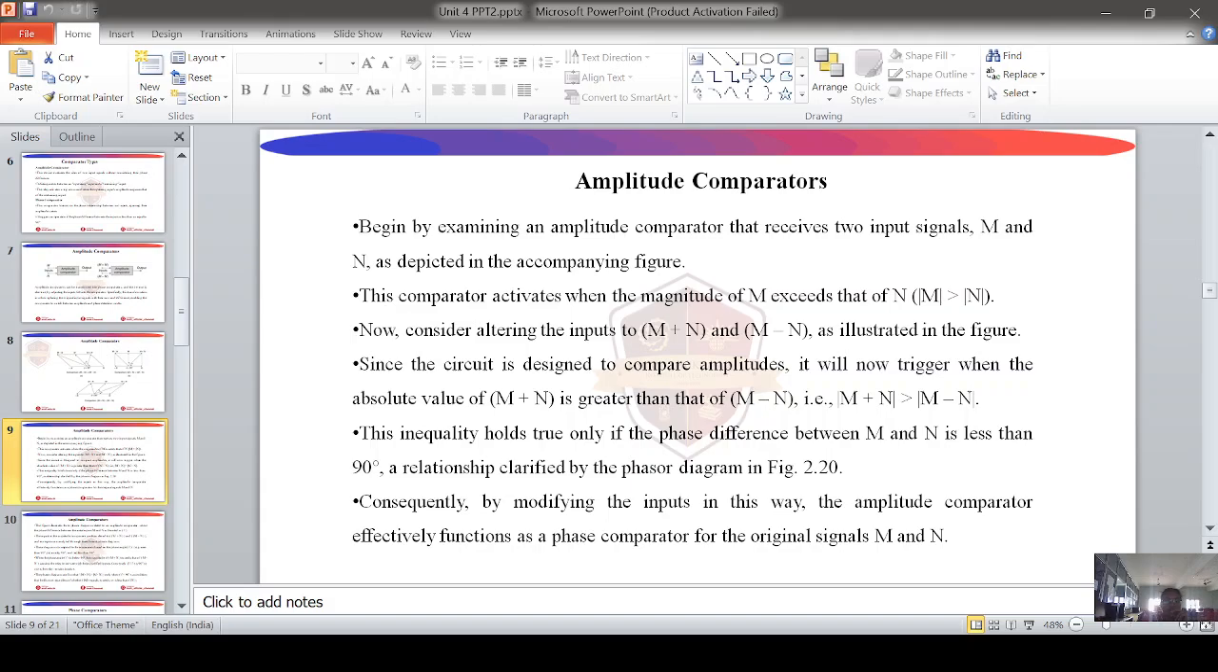Begin by examining an amplitude comparator that receives two input signals M and N as depicted in the accompanying figure. This comparator activates when the magnitude of M exceeds that of N. Now consider altering the inputs to M plus N and M minus N as illustrated in the figure. This inequality holds true only if the phase difference between M and N is less than 90 degrees, a relationship clarified by the phasor diagram in figure 2.20.